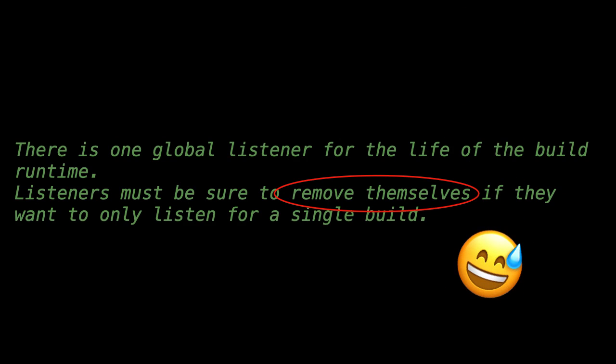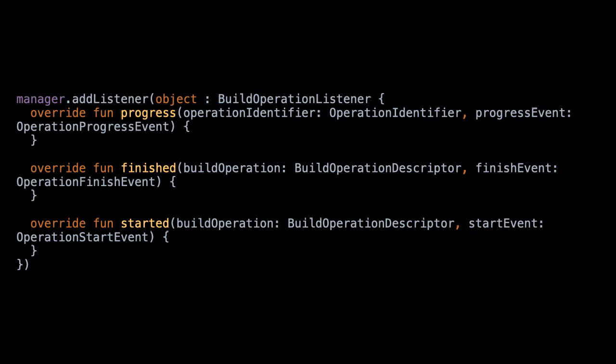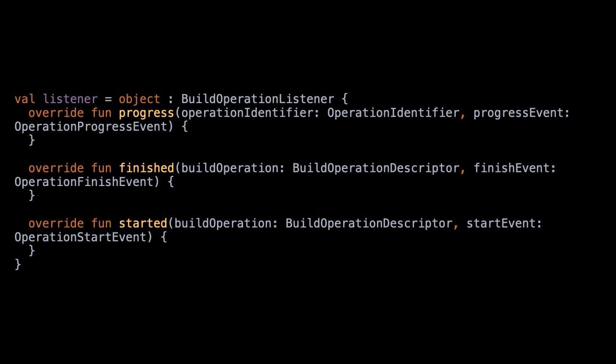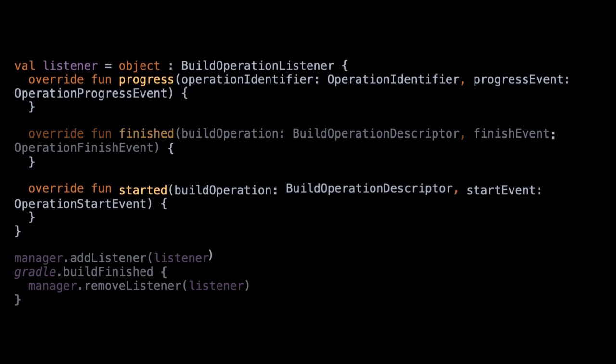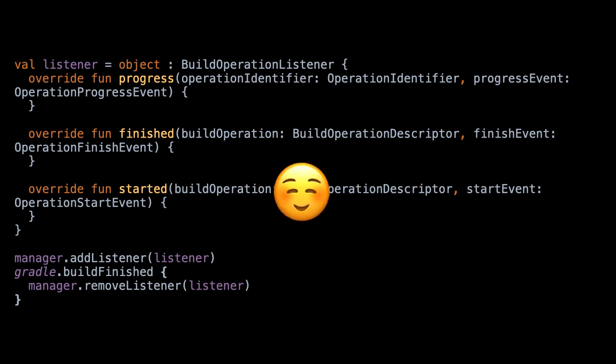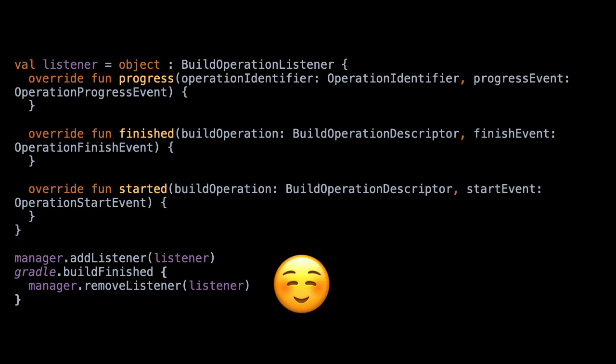What do we need to do? We need to remove our listener. So we just store it as a variable. When the build starts, we add the listener. When the build finishes, we remove the listener. Otherwise, you get a memory leak, and then you get a ton of garbage collection events. Luckily, you get a warning about it. But yeah, so anyways, that fixes the memory leak.